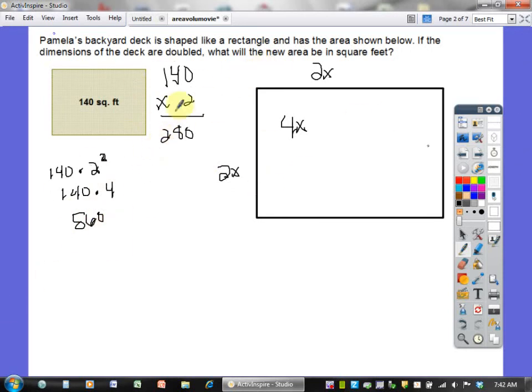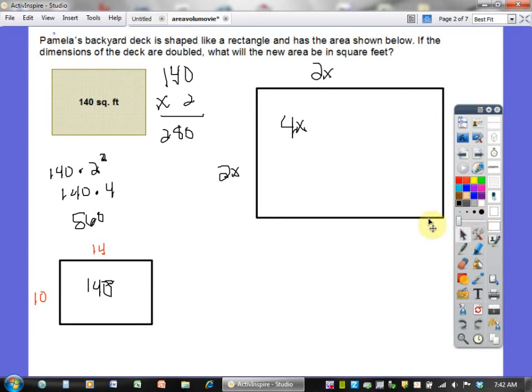So let's think about this with some real numbers, just to prove our point here. Let's take this rectangle. This one is the original right up here, and we know that this one is 140 square feet. Well, let's put some actual dimensions with it just to clear things up. Let's say that this side length is 10, and let's say that this one is 14.